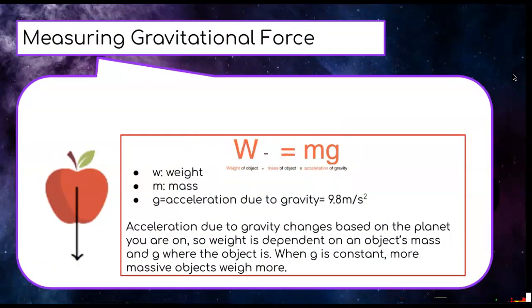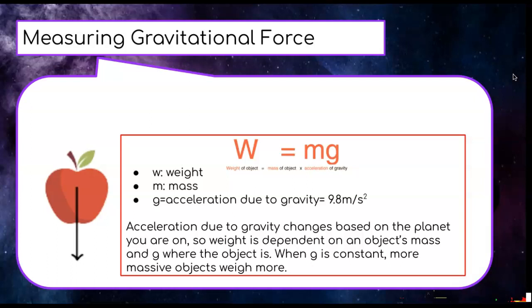Now let's talk about measuring gravitational force. When we talk about gravitational force, we're actually just talking about weight. Weight is a measurement of gravitational force, or how strongly an object is being pulled by gravity. In order to calculate this, we use the formula W, or weight, equals mg.